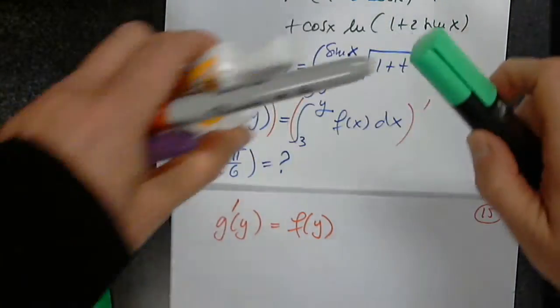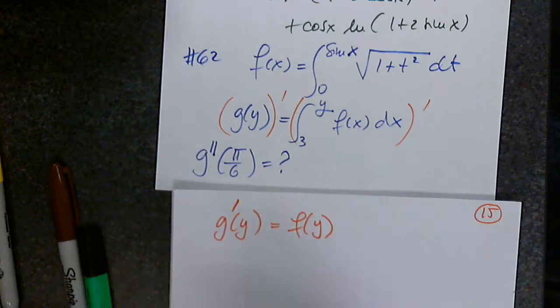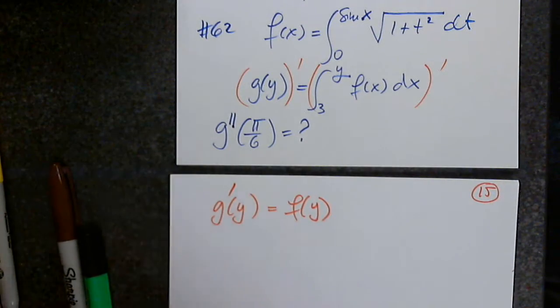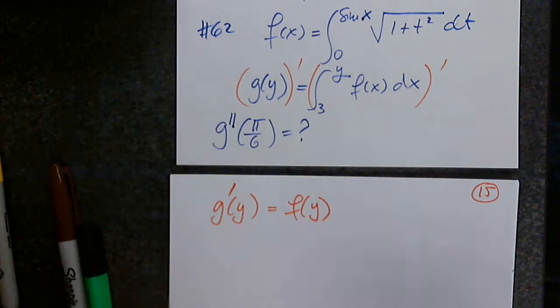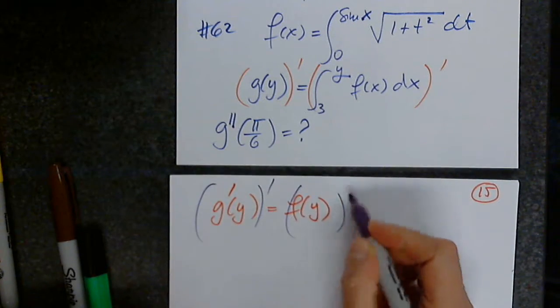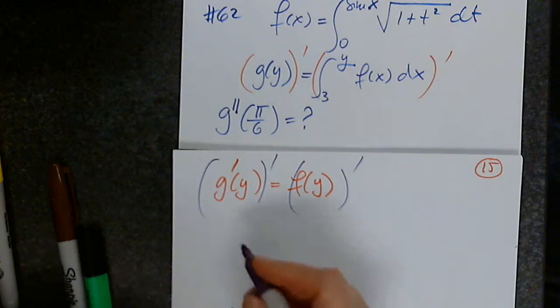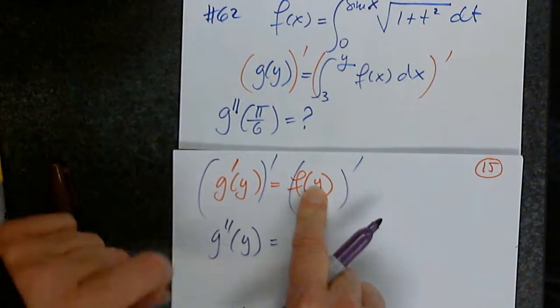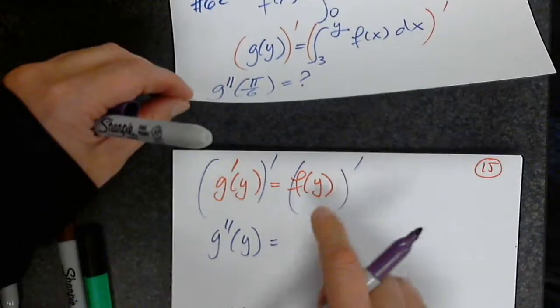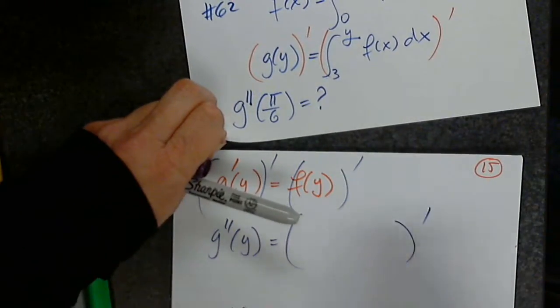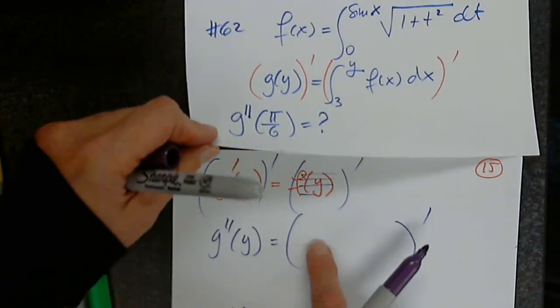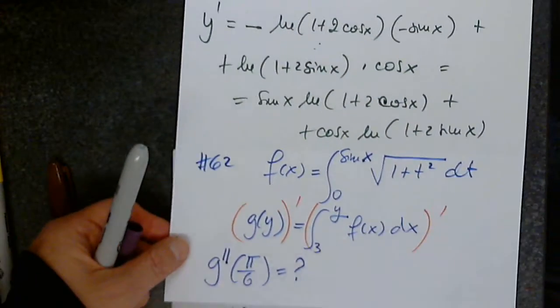But I'm asked to find g double prime. So what do I do to both sides of this equation now? Again, right? So I have to differentiate both sides. So the left-hand side is g double prime of y. Now I will replace. Can anyone give us f of y? What do I write in here replacing this? I have to replace this by something. Can anyone tell us what to replace it by?